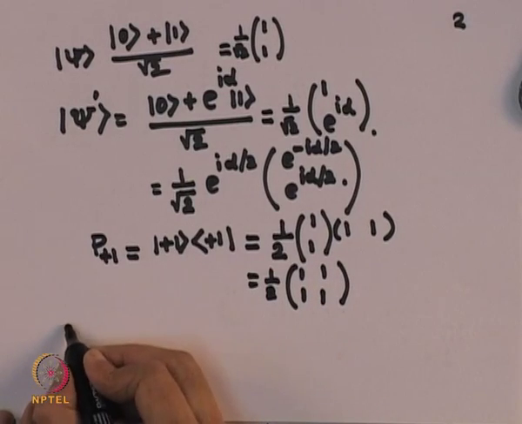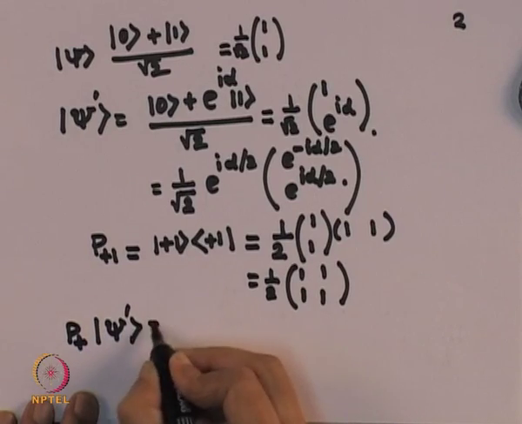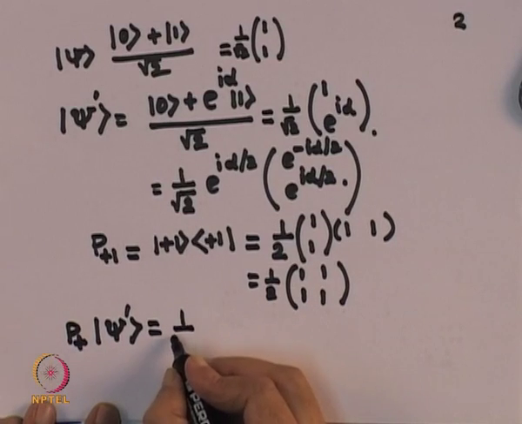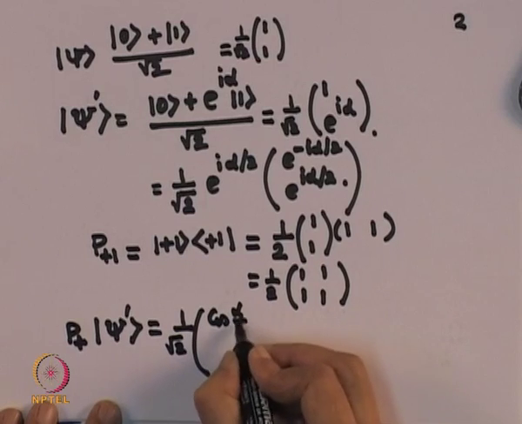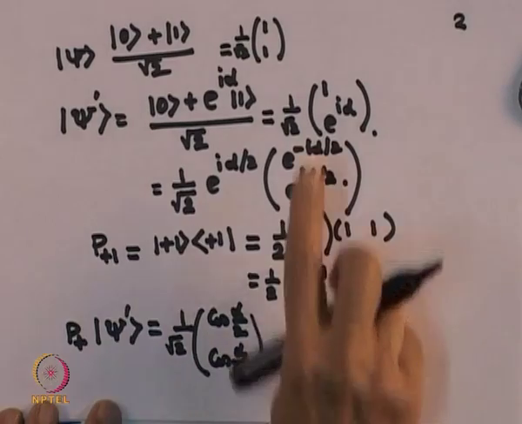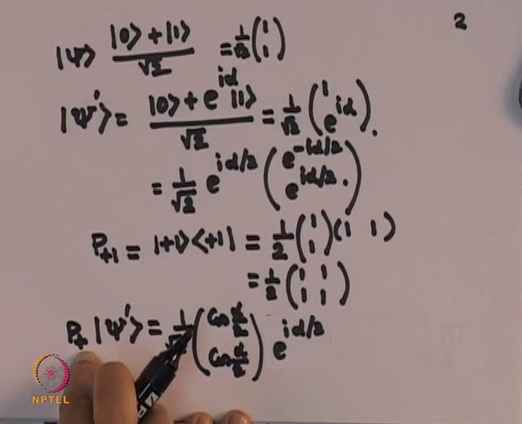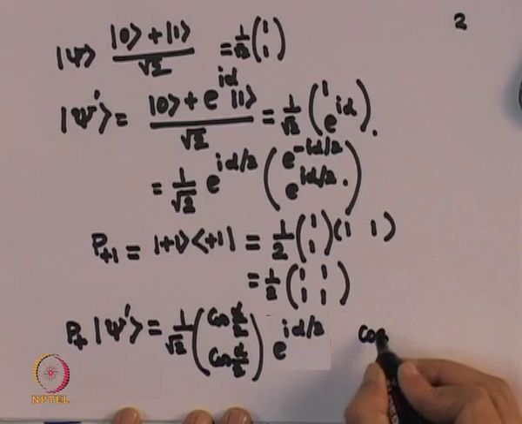So if you apply the projection operator for this on psi prime, it is a trivial matrix calculation to show that this is going to give you 1 over square root of 2 cos alpha by 2 and also cos alpha by 2. Just do this matrix multiplication. So therefore, the probability with which the eigenvalue plus 1 will appear for sigma x measurement is cos square alpha by 2.